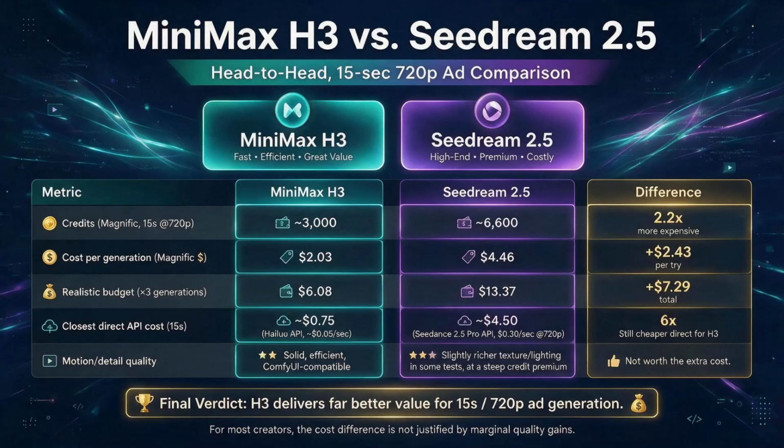MiniMax H3 versus Seedance 2.5. Same ad, same 15 seconds, same 720p. One costs double the other for a result most viewers won't even clock as different. Unless Seedance gives you something H3 genuinely can't. Better lighting, better texture, something your client actually notices. You're just paying more to feel upgraded. On a $5 budget, H3 through the API gets you 6 tries. Seedance gets you 1. That's the difference between testing and betting it all.